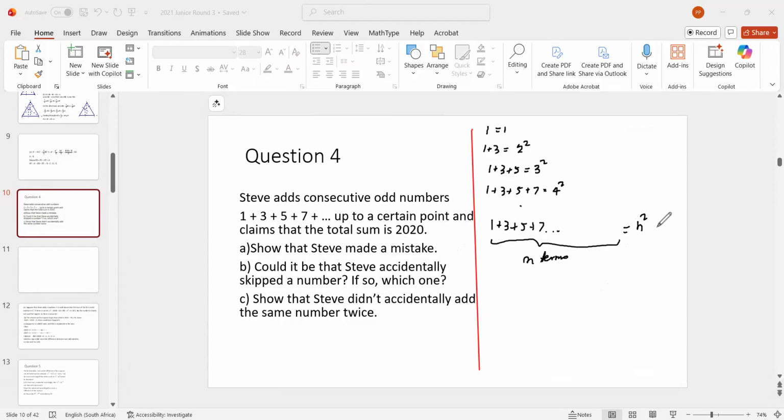Now, they say that this is actually equal to 2020. It was calculated, but 2020 is not a square. So therefore, Steve made a mistake, because 2020 is not a square number, right? Now they say, could it be that Steve accidentally skipped a number? If so, which one?